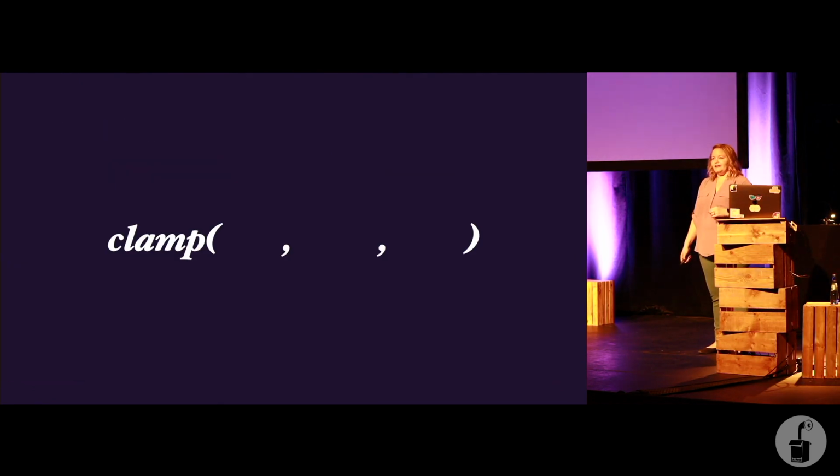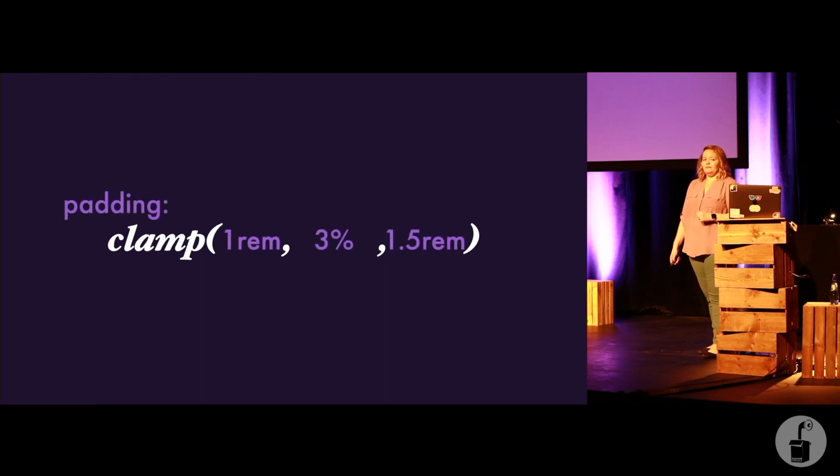Beyond fluid typography, let's look at a couple other quick examples of using clamp. First up is padding. And here we'll use a percentage, because a percent used for padding is going to be based on the computed element's width.